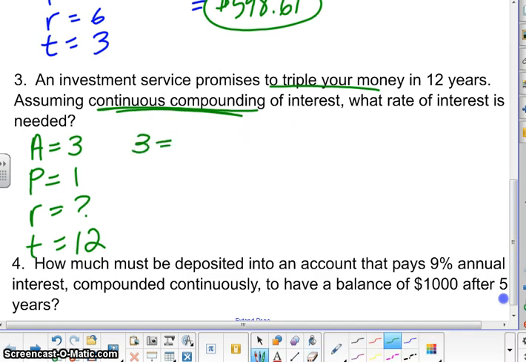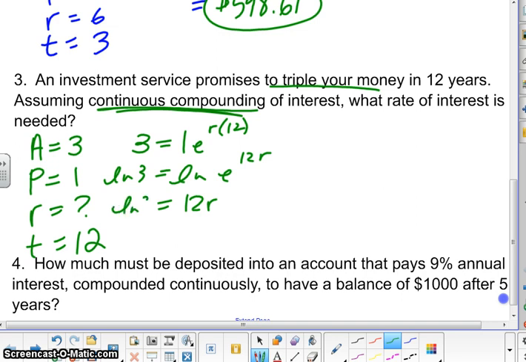3 is our ending amount. 1 e to the r times 12, because that's our time. So now the exponential is by itself already, so we can take the natural log of both sides. 12r is going in the front, ln of e is just 1. So we just have to divide by 12. Pause and go ahead and find r.